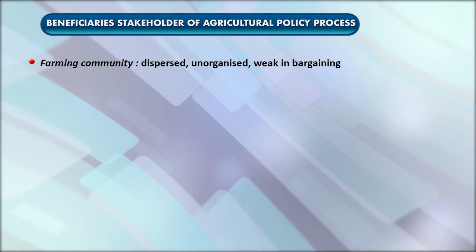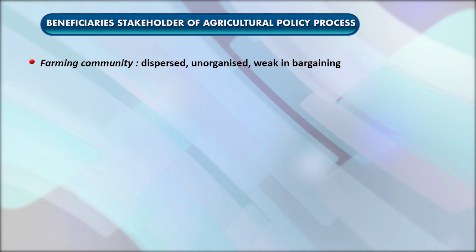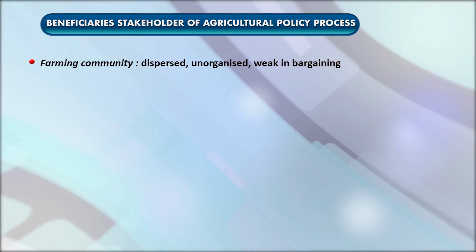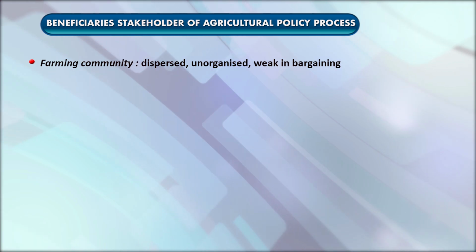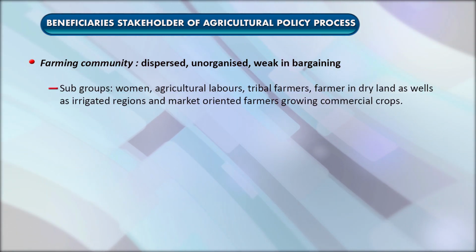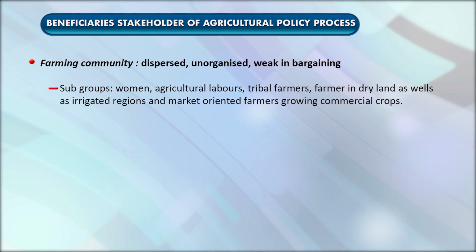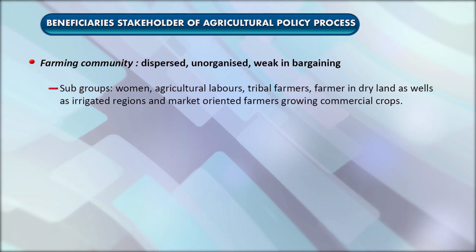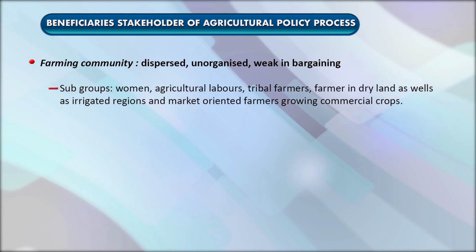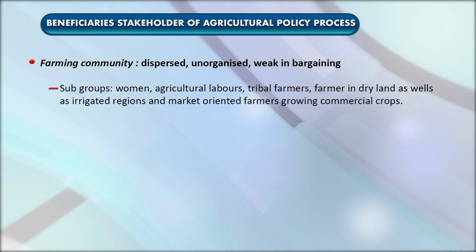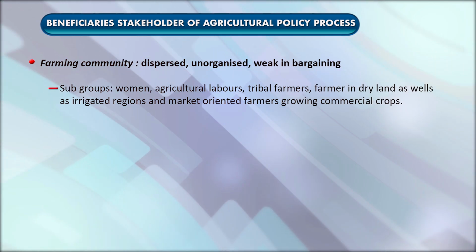So all types of farmers should participate in the policy making process, and their effective participation is very important. We can identify different beneficiaries and stakeholders of the agriculture policy process. The prime stakeholder is the farming community, and we have different subgroups in the farming community also, like women, agricultural laborers, tribal farmers, farmers in the dryland as well as in the irrigated regions, and then market-oriented farmers or commercial crop growing farmers. So there are different subcategories of farmers.